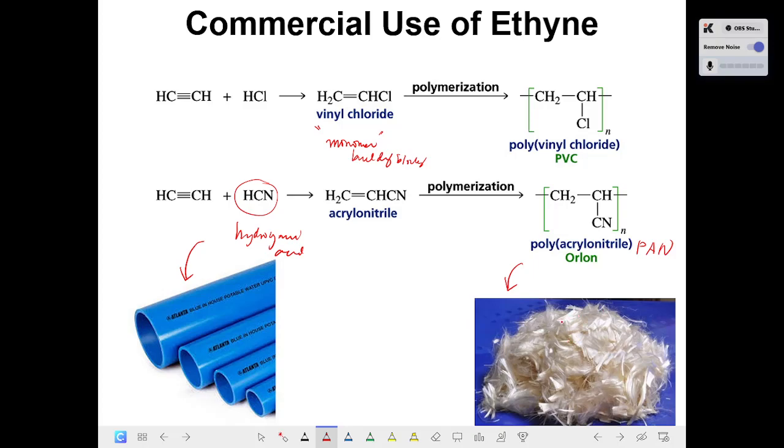Okay? So, ayan, na-discuss na natin yung properties, kasama na din yung mga important reactions ng ating mga alkynes. And that ends my lecture discussion. Thank you very much for listening.